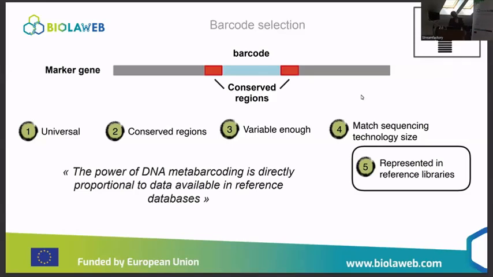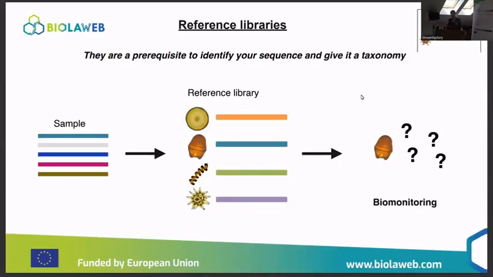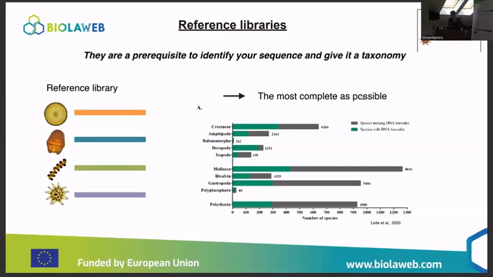And the last thing I wanted to discuss in this talk is the reference libraries that are very important, particularly if you want to have a taxonomic name for your organisms. So they are truly a prerequisite to identify your sequence and give it a taxonomy. It's as simple as: if you don't have the sequence in the reference libraries, you won't be able to give it a name. So your reference library, you need it to be the most complete as possible.